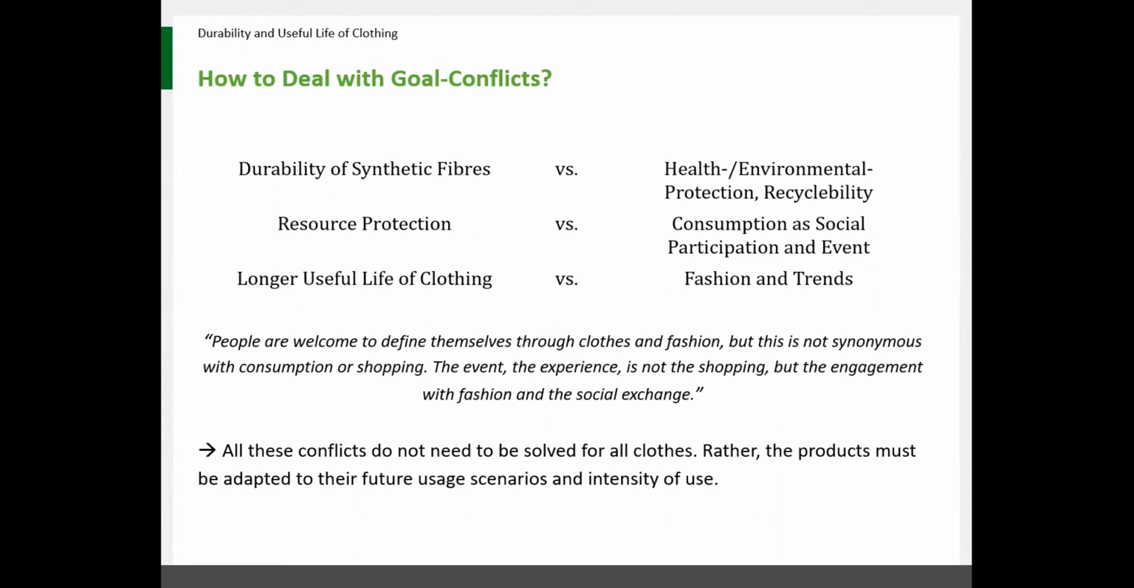like participation or positive experience during the shopping. And in this context, we also have the question of fashion trends versus a longer useful life of clothing. At this point, I want to quote one of my interview partners. She said, people are welcome to define themselves through clothes and fashion, but this is not synonymous with consumption or shopping. The experience is not the shopping, but the engagement with fashion and the social exchange.